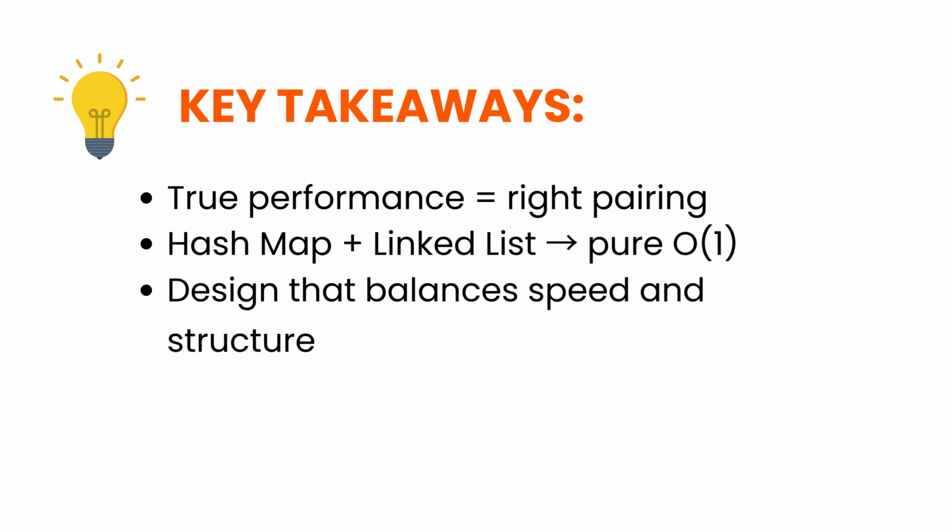The takeaway: great performance comes from the right pairing. Hash map plus doubly linked list gives true O(1) for both operations, and shows you can design for speed, order, and correctness all at once.